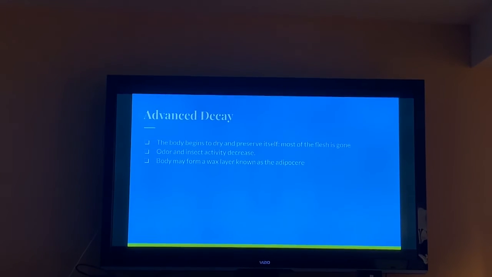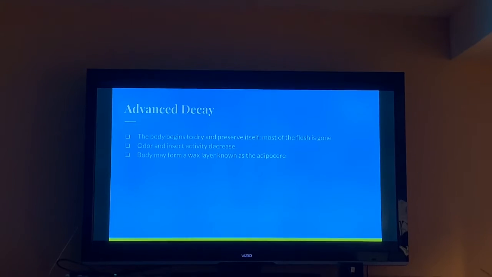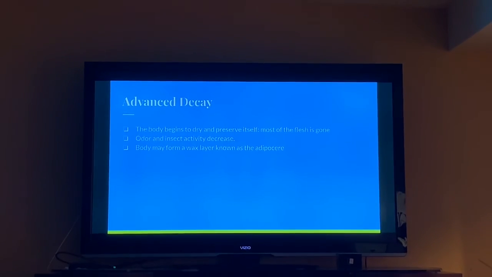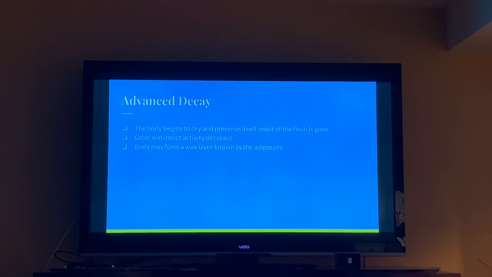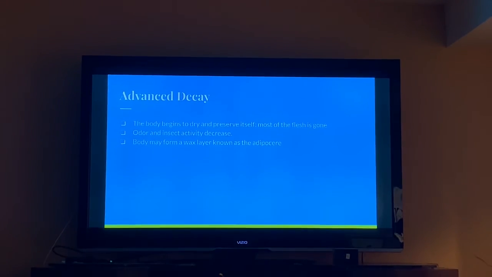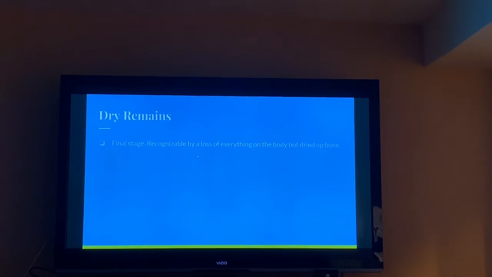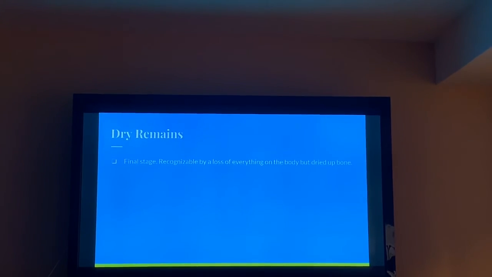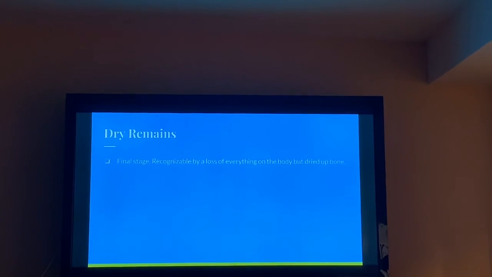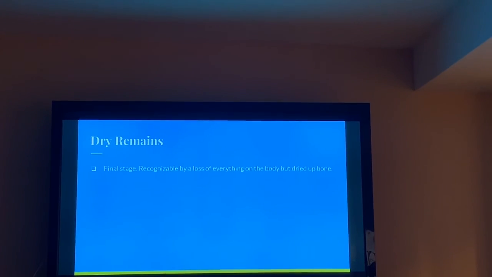Next, we have advanced decay. The body begins to dry and preserve itself, and most of the flesh is gone. Odor and insect activity decrease, and the body may form a wax layer known as the adipocere. And dry remains. This is the final stage. This is recognizable by a loss of everything on the body but dried up bone.